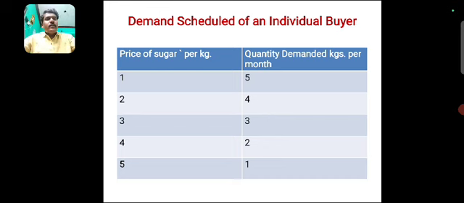Today we take an individual demand schedule. The left side of the table indicates the price of sugar per kg. The right side of the table indicates quantity demanded in kgs per month. When the price of sugar is rupees 1, the quantity demanded is 5. When the price rises to rupees 2, the quantity demanded is 4. Further, when it increases to rupees 5, the quantity demanded falls to 1.